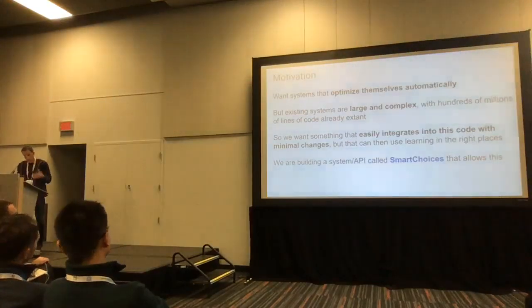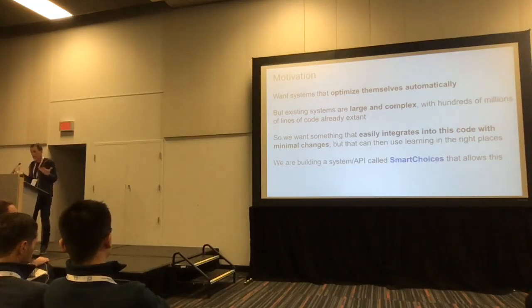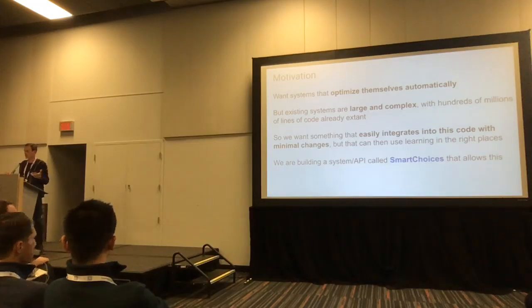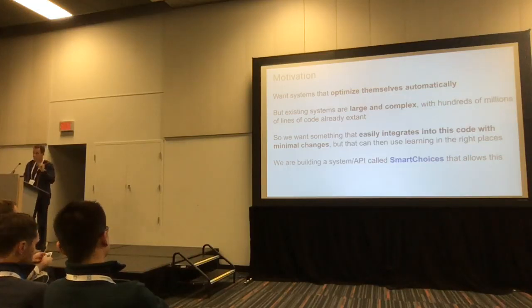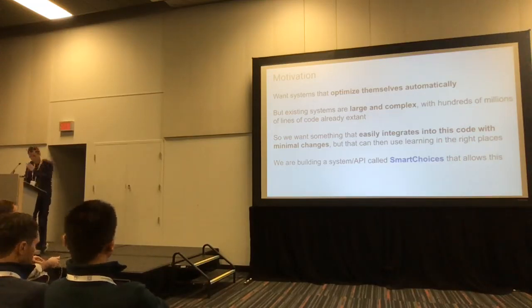So we want systems that can do these kinds of optimizations automatically, but we already have lots and lots of computer systems code. It's not like we're going to throw away our operating system code base and start it from scratch. So I think what we need is really simple APIs that enable us, for the few places where we think this is going to make a big difference, to embed this kind of learning in the middle of existing computer systems code with fairly minimal changes. So we're actually building a system and an API for this called Smart Choices that we think will allow this.